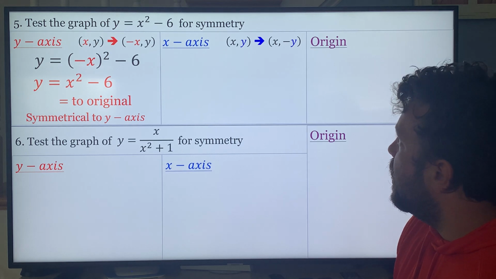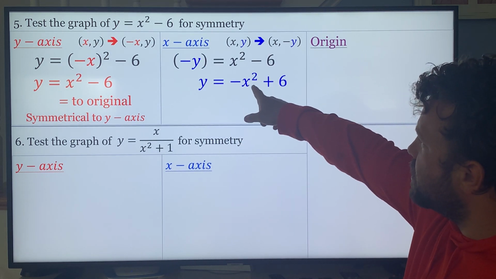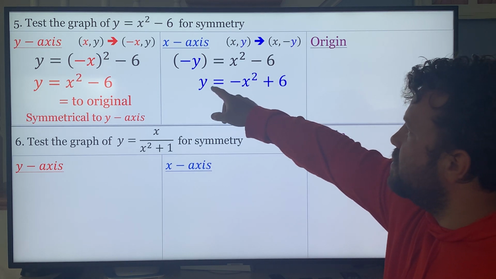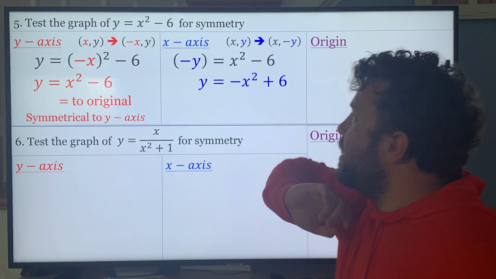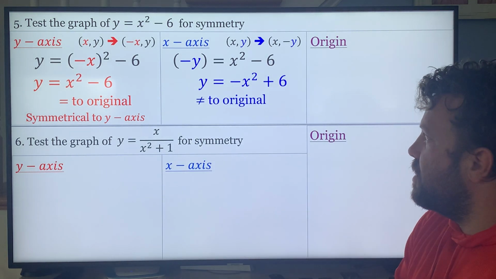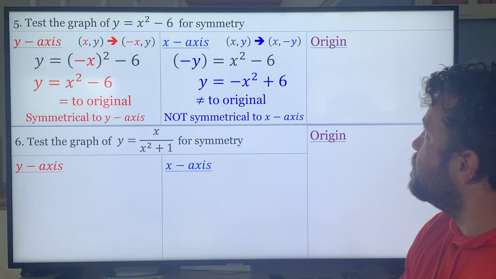X-axis, let's see. Replace the y with the negative y. Negative y equals x squared plus minus 6. So I'm going to change all the signs. Y equals negative and a positive. Obviously these two are not equal, so it's not equivalent to the original. So it's not symmetrical to the x-axis.